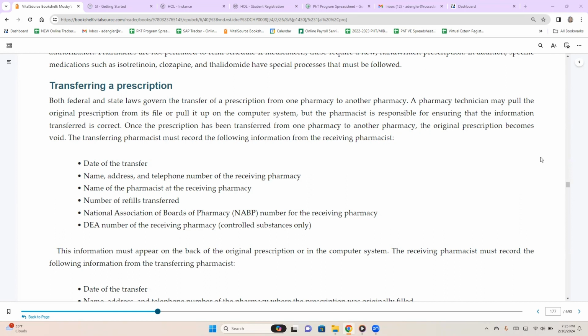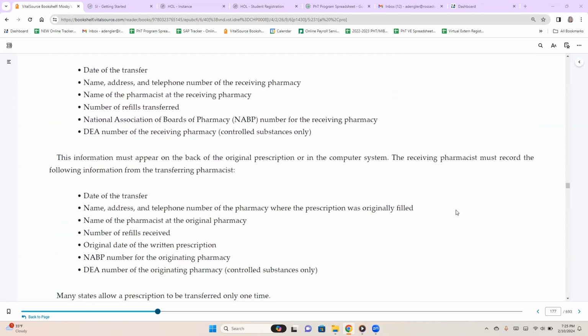The transferring pharmacist must record the following information from the receiving pharmacist: the date of the transfer; the name, address, and telephone number of the receiving pharmacy; the name of the pharmacist at the receiving pharmacy; the number of refills transferred; the National Association of Boards of Pharmacy, or NABP, number for the receiving pharmacy; and, if it's a controlled substance, the DEA number of the receiving pharmacy.